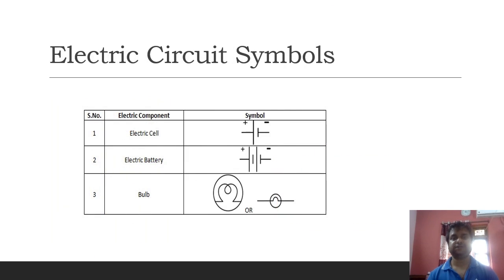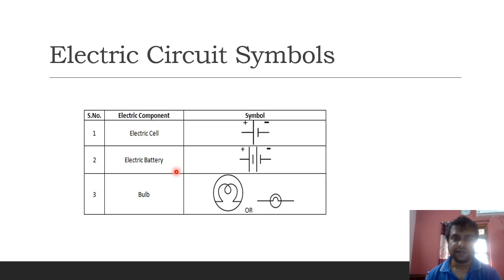Coming to the electrical circuit symbols, you'll find the symbols at various places on electrical circuit boards as well, but from your exam point of view, when we draw a circuit diagram, these are the symbols that we use to symbolize that particular electrical component. If it is an electrical cell, then this is how it should look, with plus and minus indicating the charges.